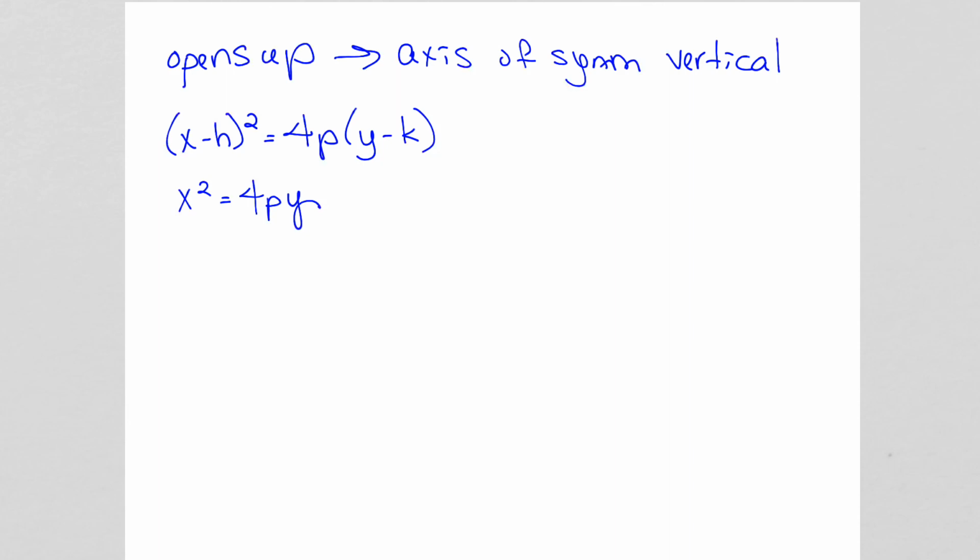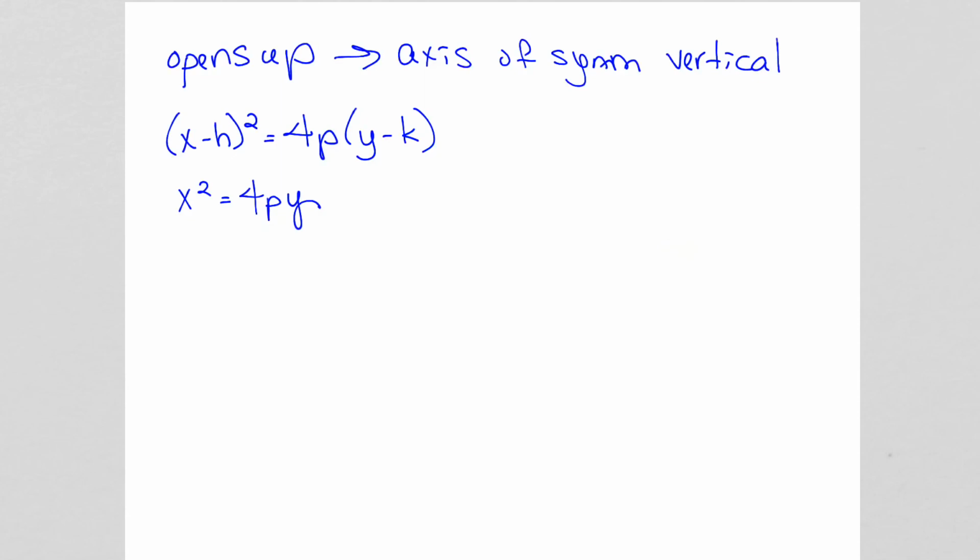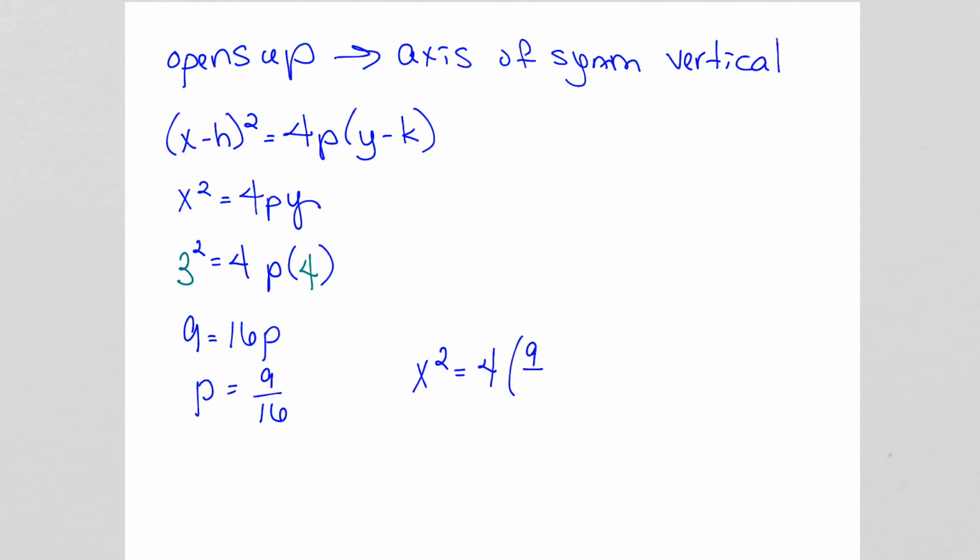Okay, we need to find p. In order to do that, we know two of the points on our graph. One of the points is at the point 3, 4. So if we plug in 3 for x and 4 for y, then that will allow us to find p. So p is 9/16. So the equation then would be x squared equals 4 times 9/16 y. And go ahead and multiply. 4 times 9/16 will be 9/4. So x squared equals 9/4 y is the equation for our mirror.